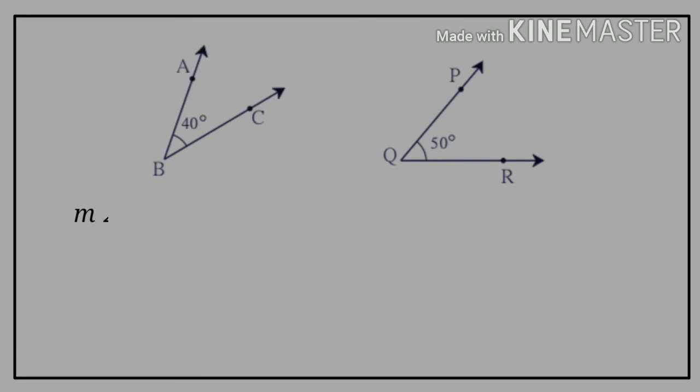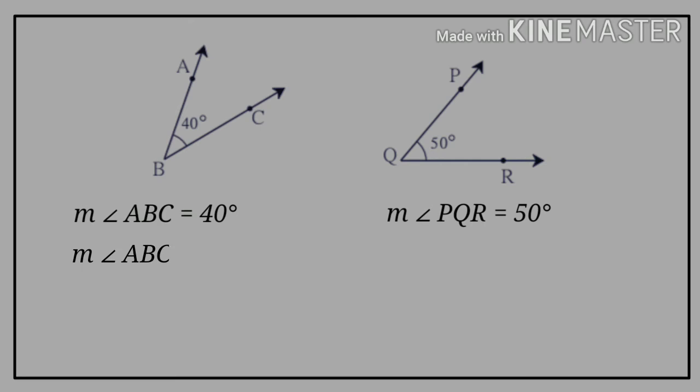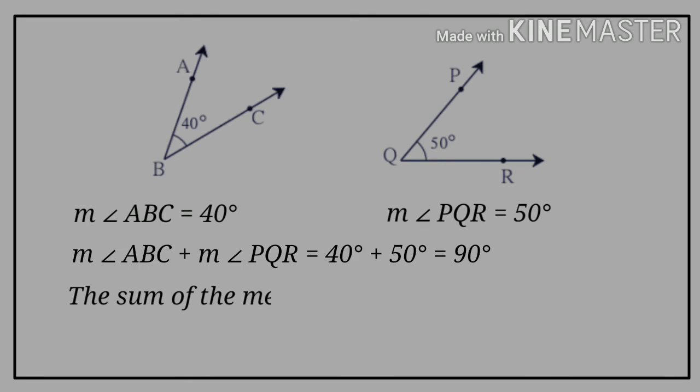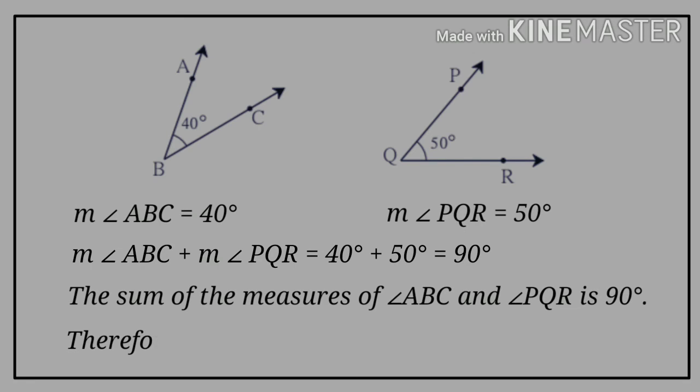Here, measure of angle ABC equals 40 degrees and measure of angle PQR is 50 degrees. If we add the measures of these two angles, that is, measure of angle ABC plus measure of angle PQR is equal to 40 degrees plus 50 degrees equals 90 degrees. That means the sum of the measures of angle ABC and angle PQR is 90 degrees. Therefore, they are complementary angles.